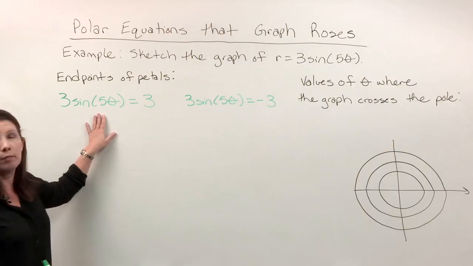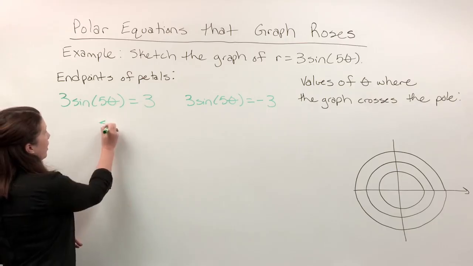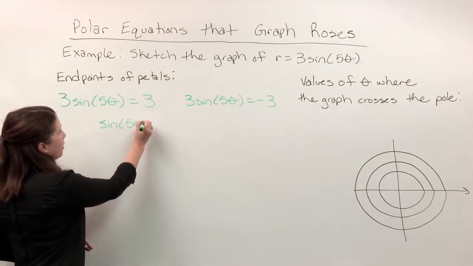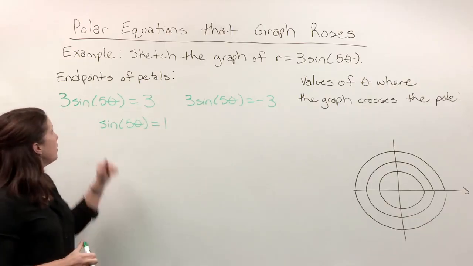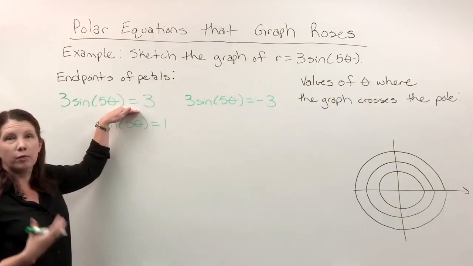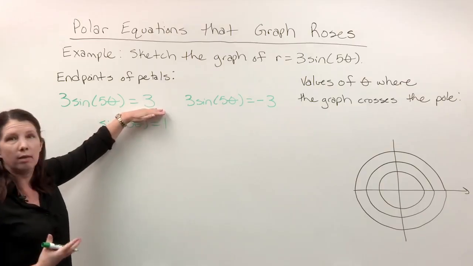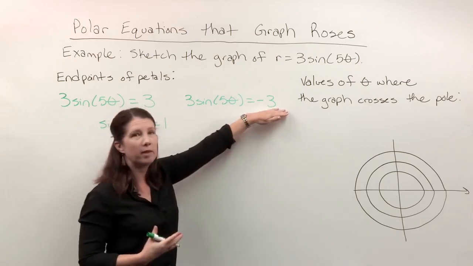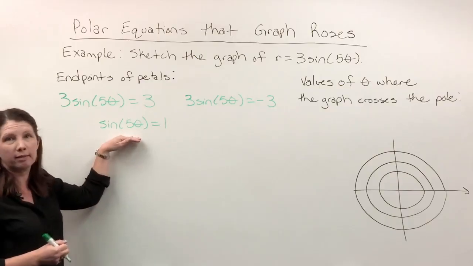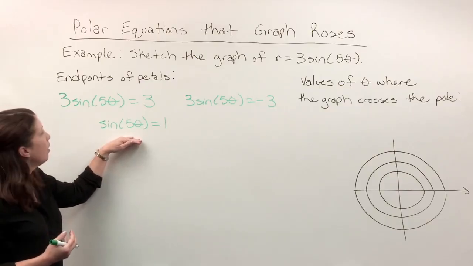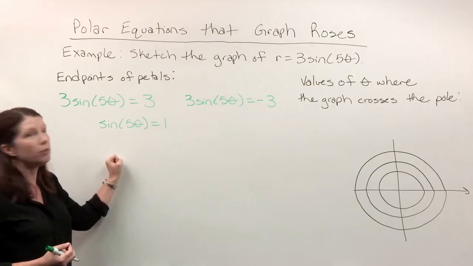To solve this equation for theta, I first need to divide both sides by 3. And so we get sine of 5 theta equals 1. Often you'll see that people might skip this first step of setting the equation equal to the largest and smallest possible values of r. And if after a few examples you want to just jump ahead to this step, that's fine.